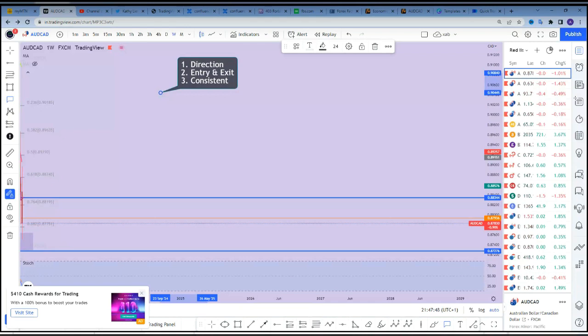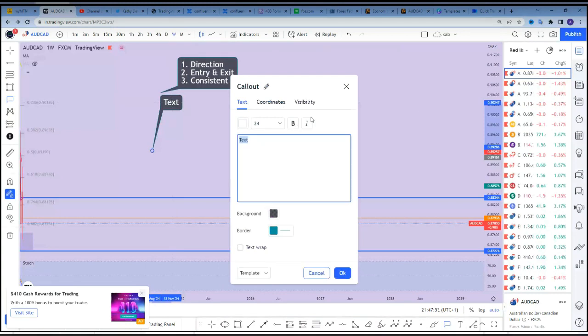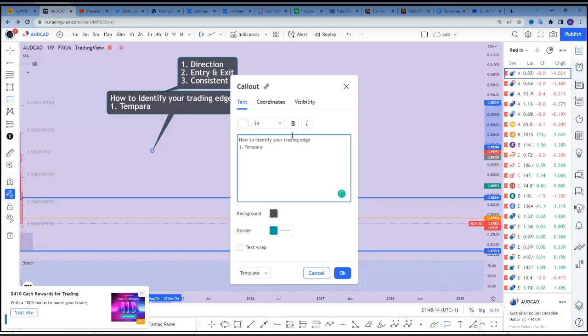Next thing we're going to talk about is how to identify your trading edge. How to identify your trading edge. The first thing we want to talk about is you must understand your temperament. When it comes to understanding your trading edge, it's important that you have a good understanding of your temperament. Why did I say this?